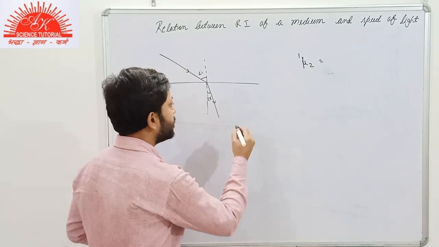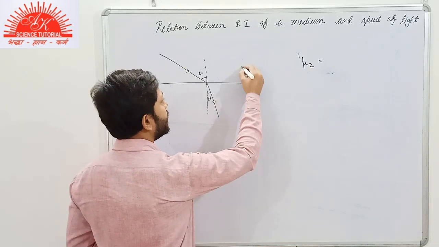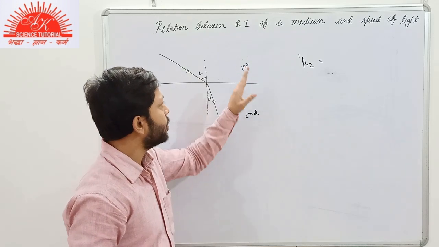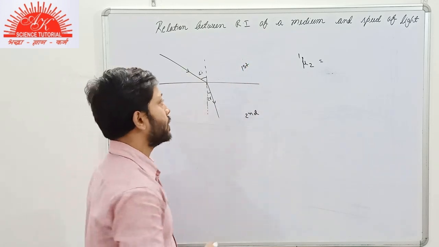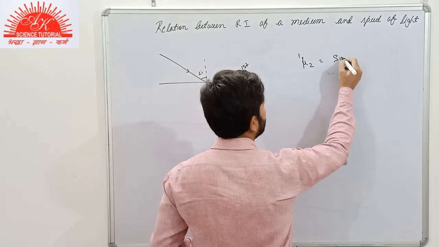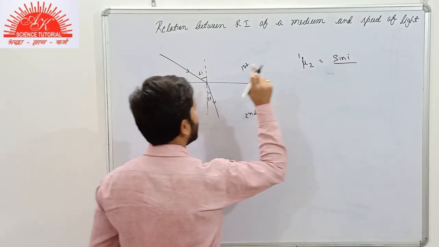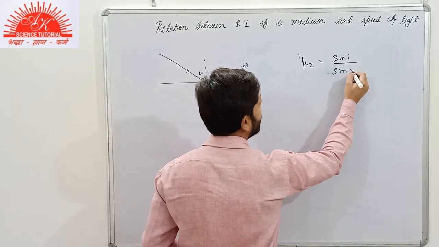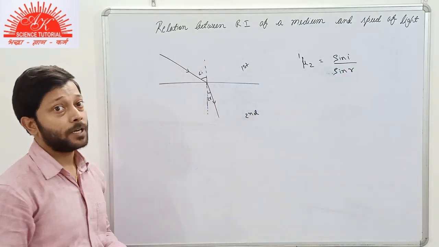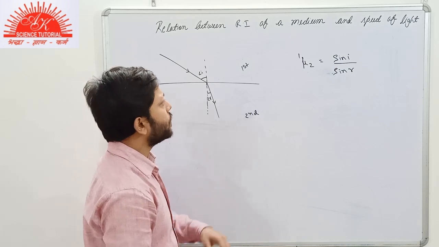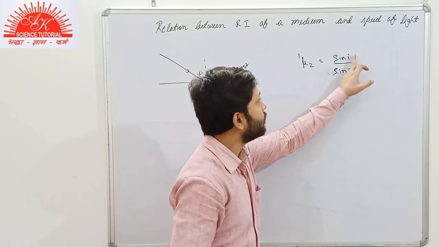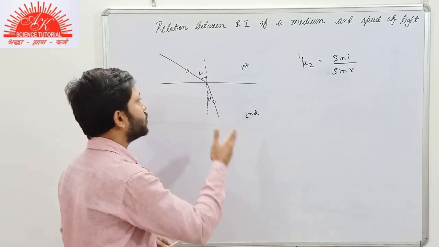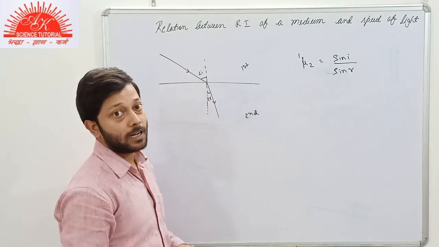In the last part, in the laws of refraction, you got to know that the refractive index of the second medium, suppose this is the second medium and this is the first medium, with respect to the first medium was defined as the ratio of the sine of the angle of incidence in the first medium to the sine of the angle of refraction in the second medium. But suppose we do not know the value of angle I or angle R.